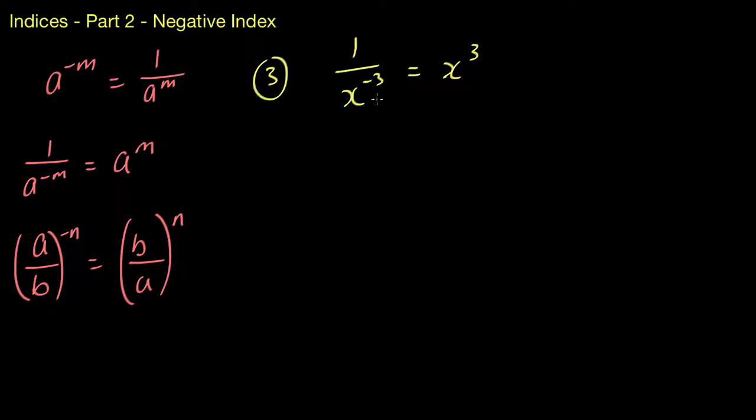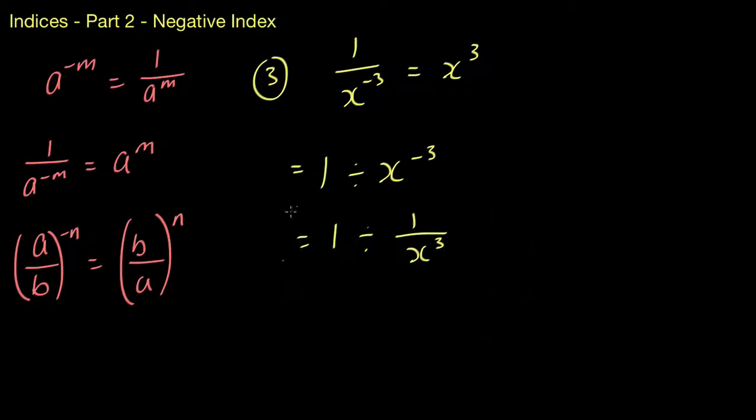So we can do it this way. What we could do is say 1 over x to the power of minus 3. Well, 1 over can also be written as 1 divided by x to the power of minus 3. And we could also rewrite this again. What we now know is that these negative indices can be rewritten like this. We've got 1 divided by 1 over x to the power of positive 3.